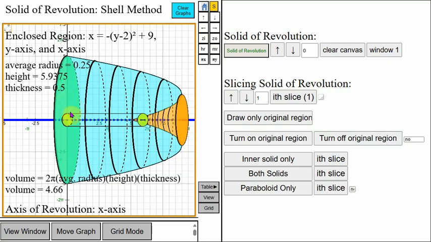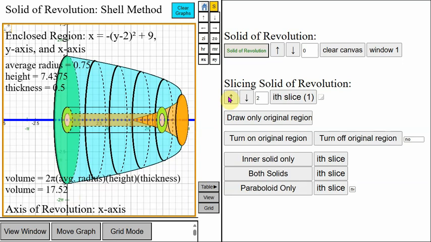And the thickness of this shell is 0.5. The volume of a cylindrical shell is 2 pi times the average radius times the height times the thickness. So we'll get 4.66 for the volume.